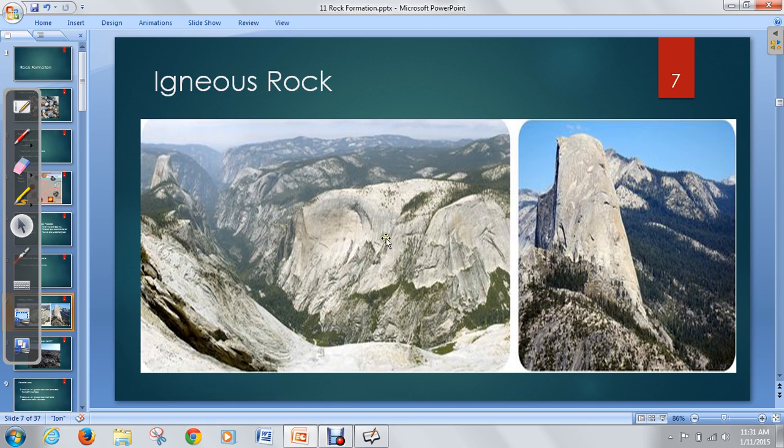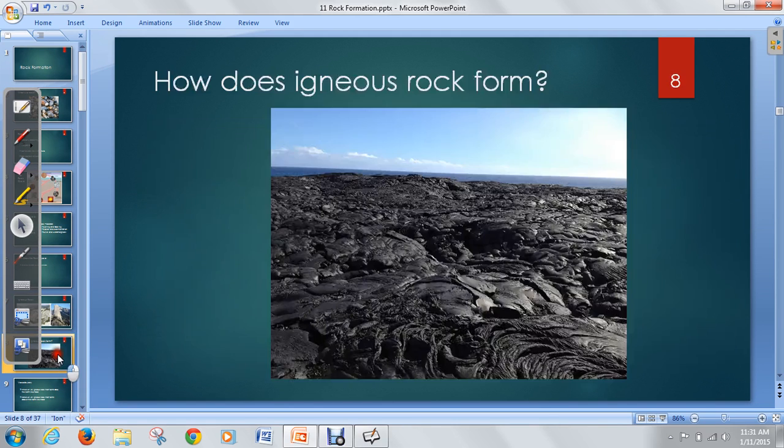So this is one way igneous rock can form. It cools slowly as it rises above the surface from plate tectonic movement or something like that, and so we get these large structures. Another way, which is probably the more well-known way igneous rock forms, is from cooling of magma that appears above the surface from a volcanic eruption or something like that. And so we get this nice black rock. You've probably seen this from the Hawaiian Islands, seen pictures of this.